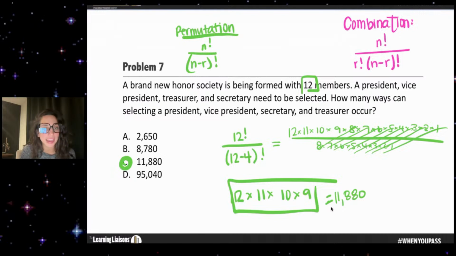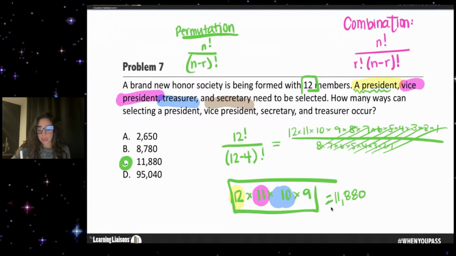Now, if you can't remember the permutation or the combination formula, what I want you to recognize is that I have 12 possibilities for the president, right? But once the president is chosen, that person cannot serve as vice president also. So now I have 11 people to choose from. And once that person is chosen, I only have 10 possibilities for treasurer and then 9 possibilities for secretary.